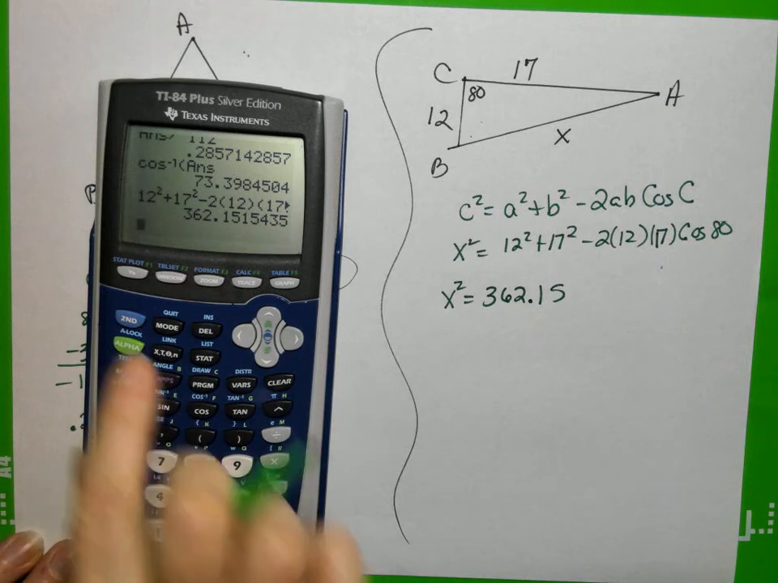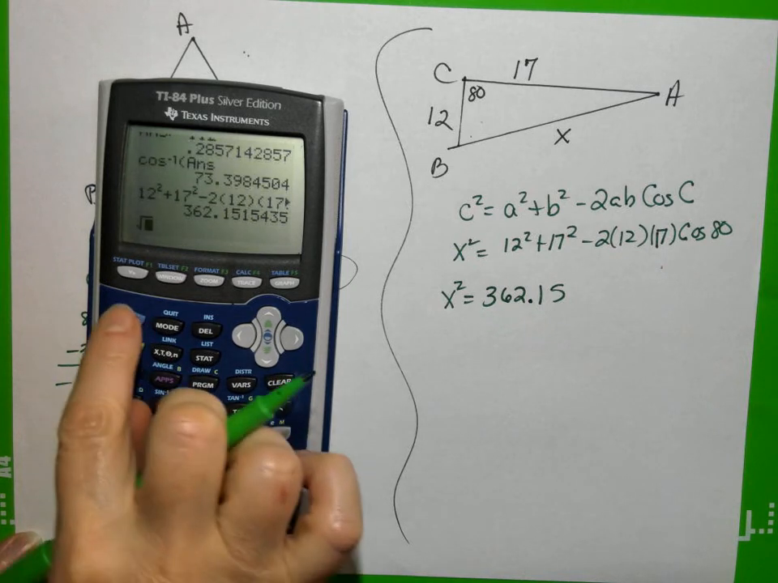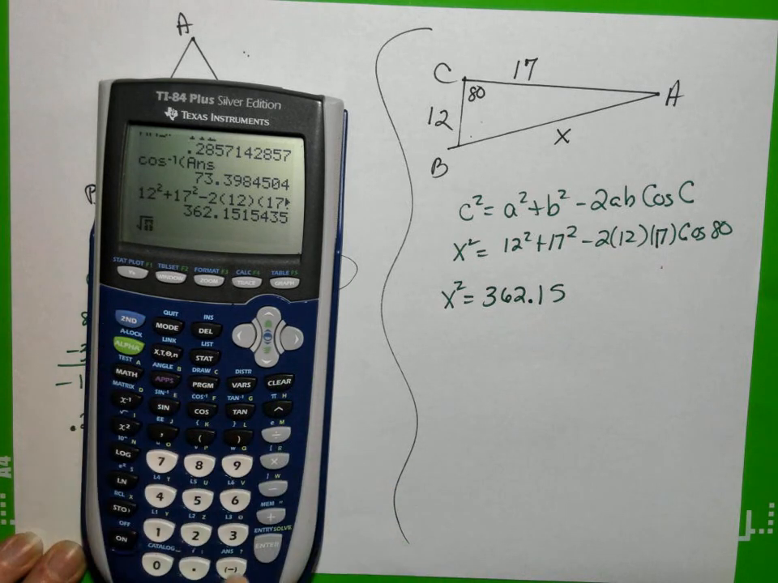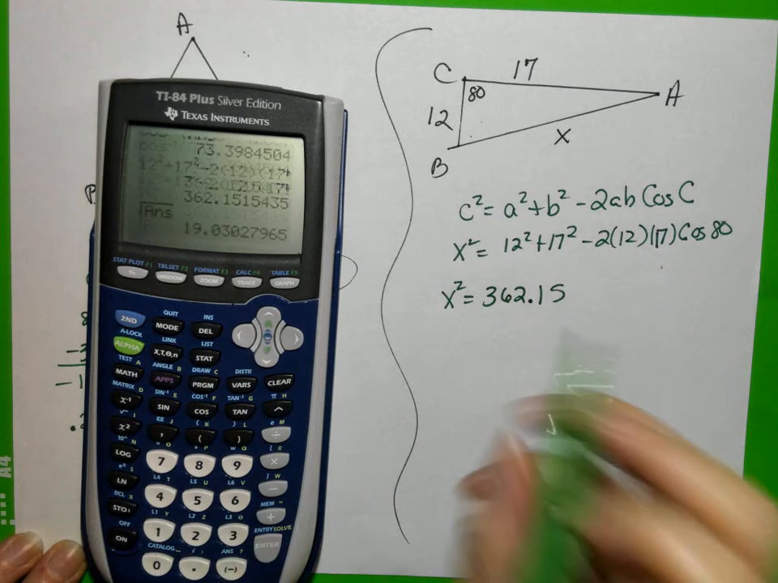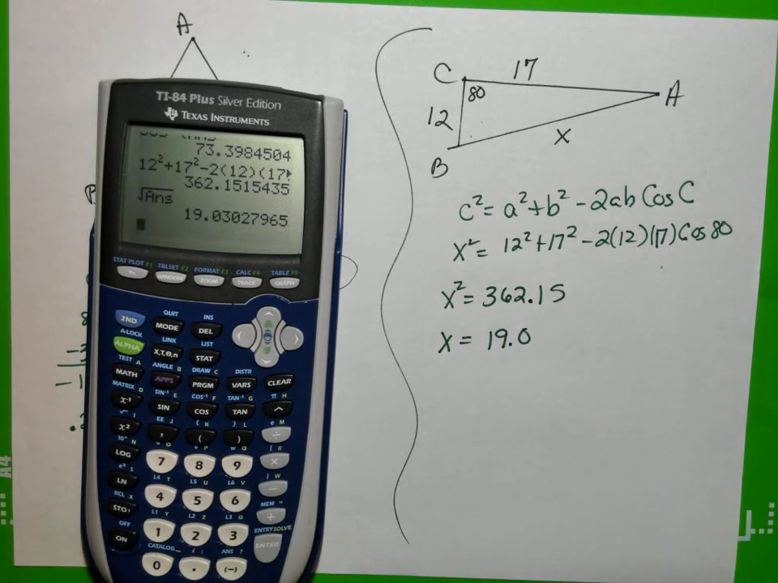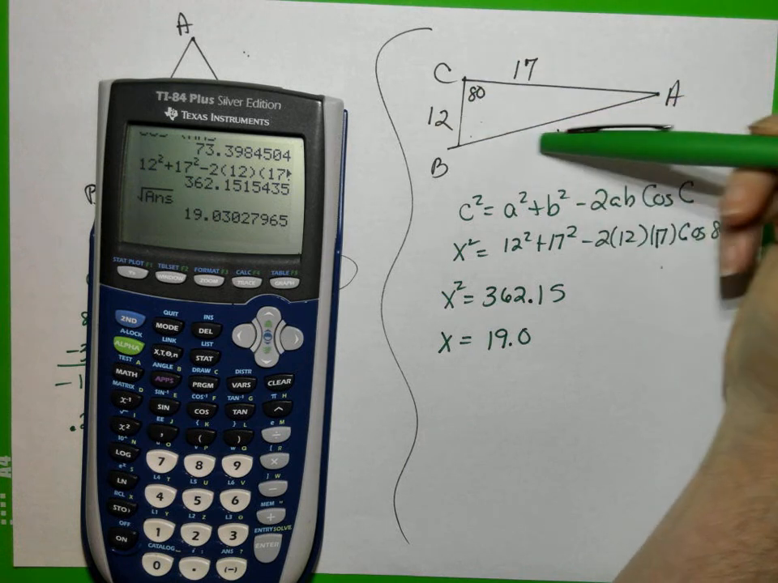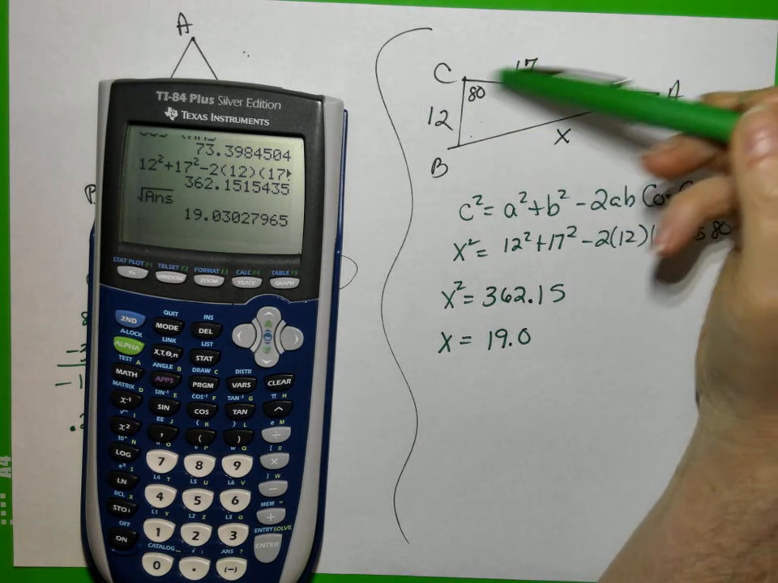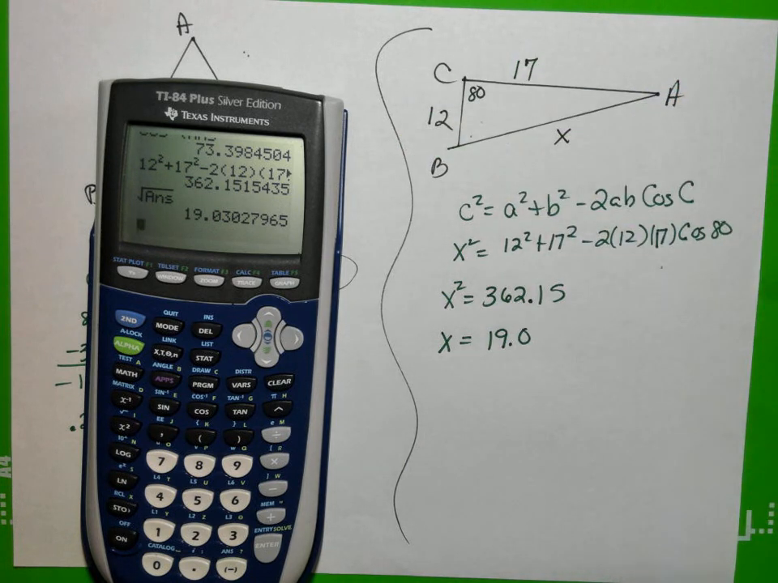Again, I just leave it in my calculator. Second square root, second answer, enter. I get x is 19.0. And that is the length of my missing side. Now that makes sense because it has to be the longest of the three based on the triangle.